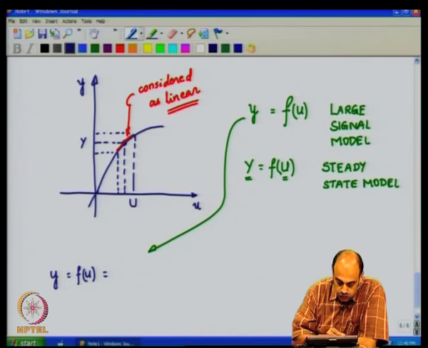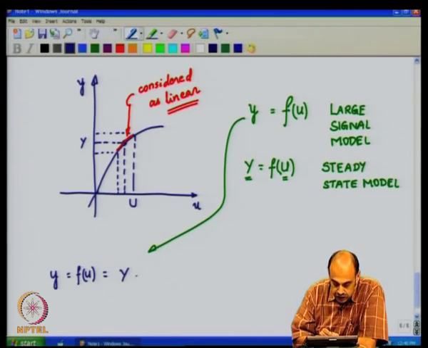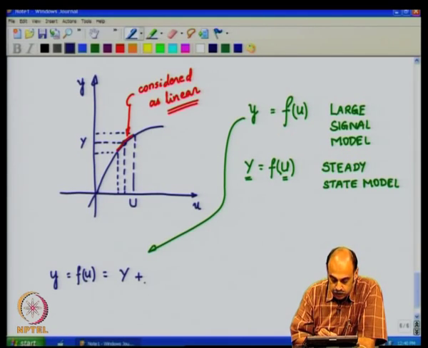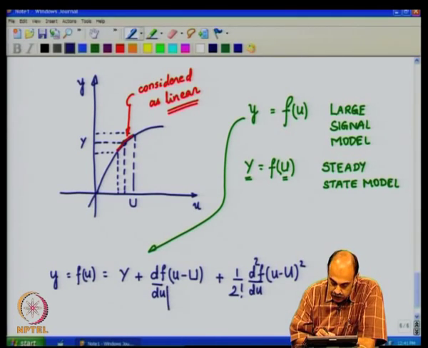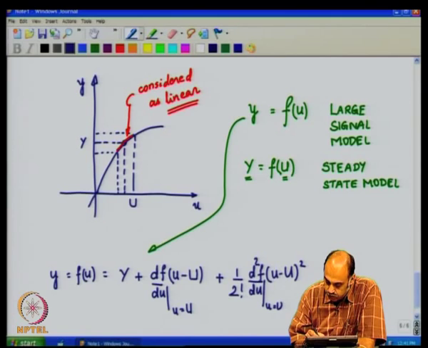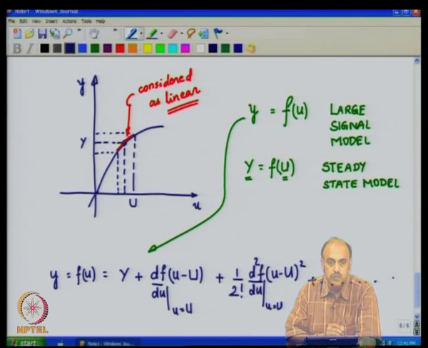So, we know that the output y has to be uppercase Y plus or minus some portion, which is given by the Taylor series as the differential of the function f with respect to u, times u minus uppercase U, the delta u, plus 1 by 2 factorial, second derivative, times u minus U square, all the derivatives evaluated at u equal to the operating point value, plus so on, it keeps going.